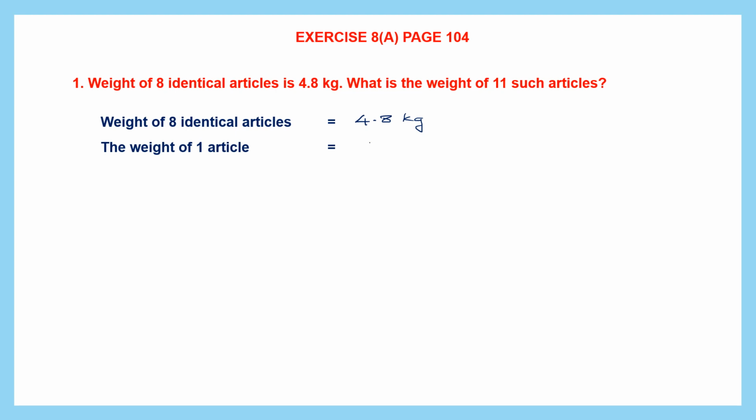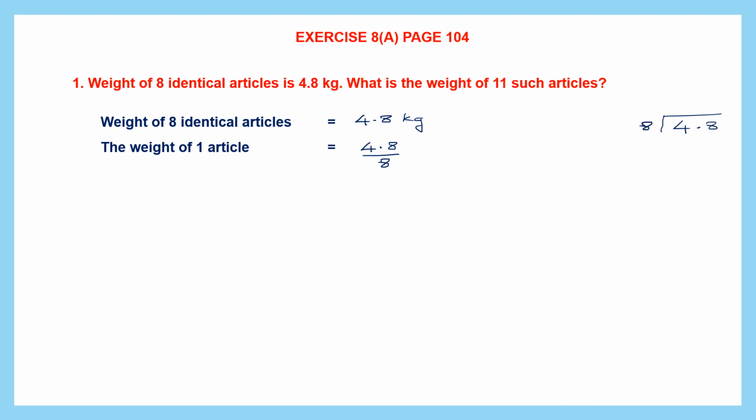So let me write that. So that is 4.8 divided by 8. So if you divide this, then you will get the weight of 1 article. So let's do that division. 4.8 divided by 8. We know the division of decimal numbers, isn't it? If your divisor is a whole number, you don't have to make any changes. You can simply straight away divide. So let's divide 4.8 by 8.